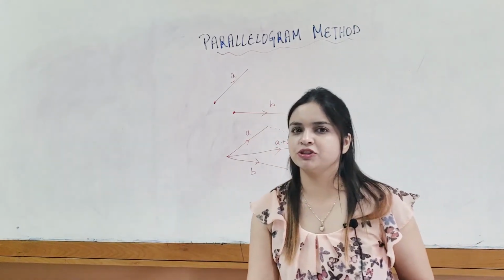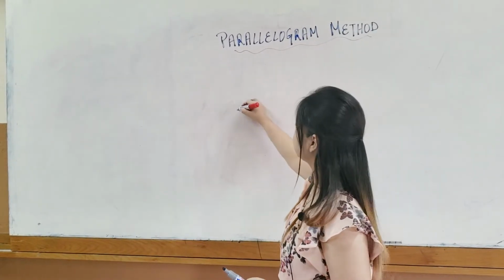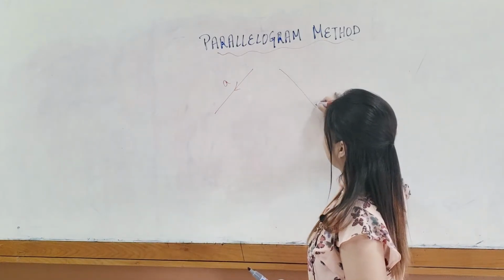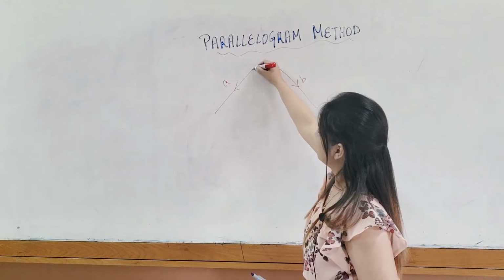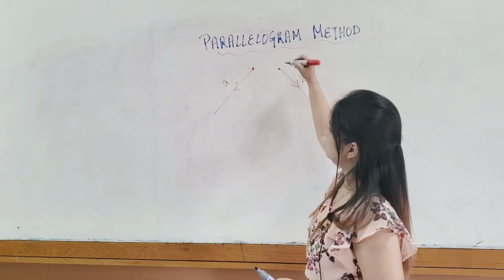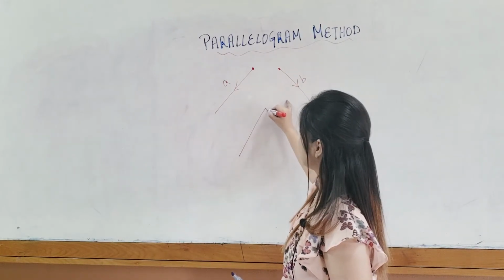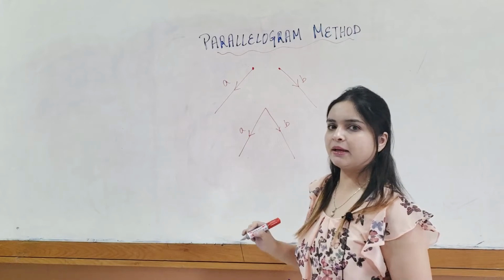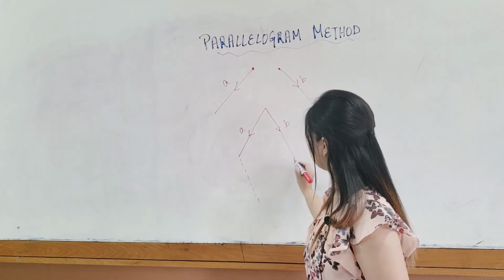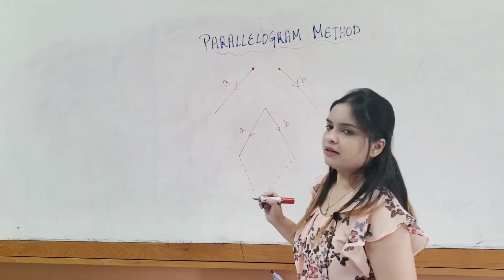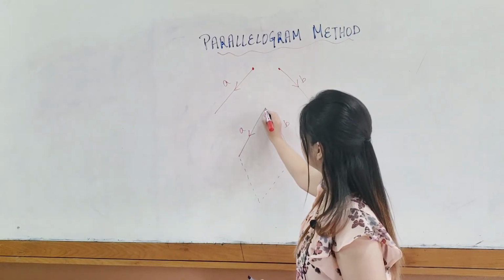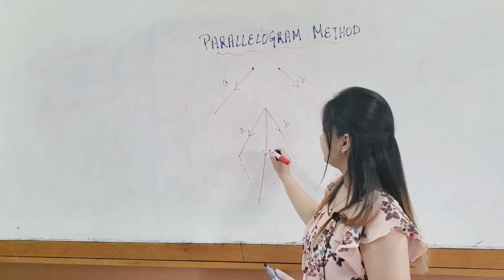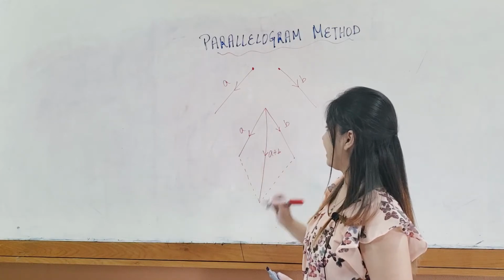One more example I want to show you. Let's try one more example. Suppose this is my vector A and this is my vector B. Again, join these two ends, A and B. Complete the parallelogram. Now, the diagonal of this parallelogram, which is this, will give you the resultant of A and B.